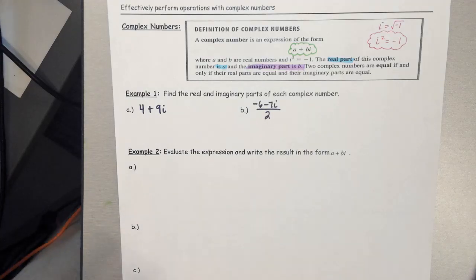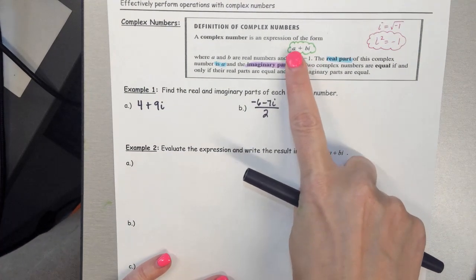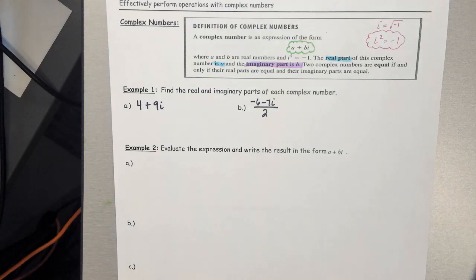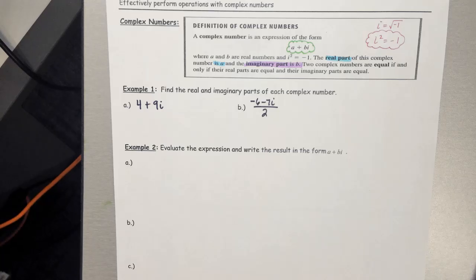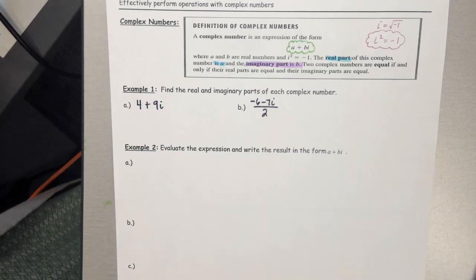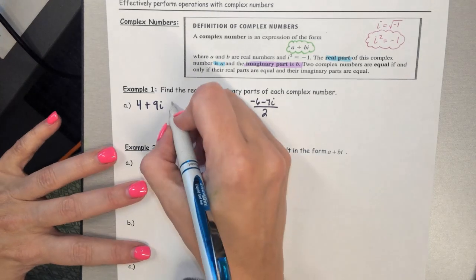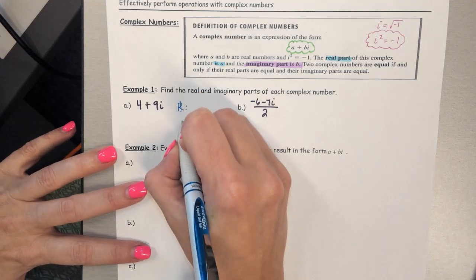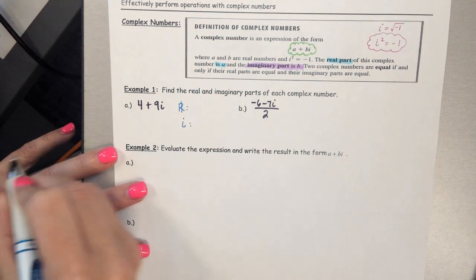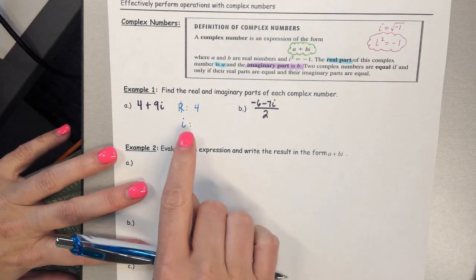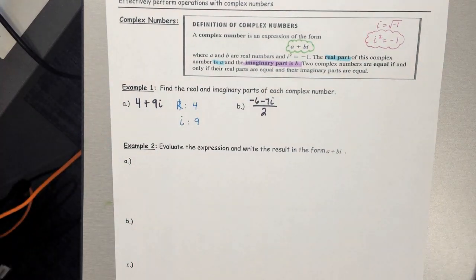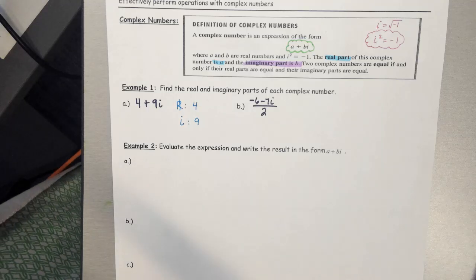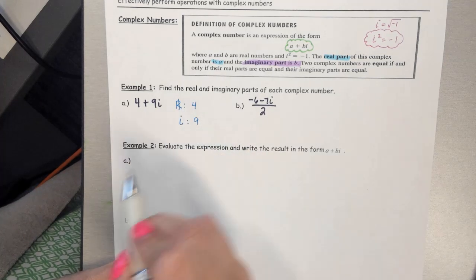Okay, so again, the real part is always going to be equal to your a value, which is going to stand alone. The imaginary part, b, is in front of the i value. So for part A, all you have to do is tell me what the real value is, which is 4, and then the coefficient of i is 9. Okay, don't include the i with it, it is just the number in front. So the real is a, the imaginary b.